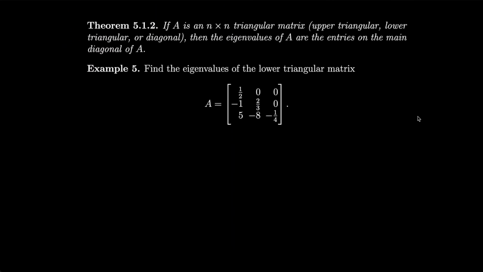Which brings us to this theorem. If A is an n by n triangular matrix, upper triangular, lower triangular, or diagonal, you can verify the other cases, then the eigenvalues of A are the entries on the main diagonal of A. How about we find the eigenvalues of this lower triangular matrix over here? See, the zeros make it lower triangular. Again, we can just read them off. So we have lambda equals 1/2, lambda equals 2/3, and lambda equals -1/4. Awesome.